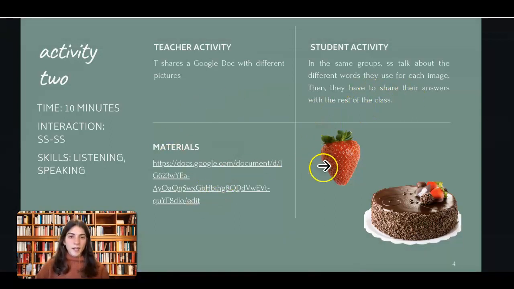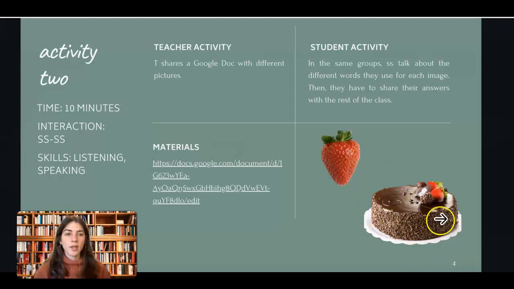So the Google Doc basically has pictures like this and a heading that says, ¿Cómo llamas a estas cosas? How do you call these things? For example, in Spanish from Spain, this strawberry is called fresa, but in countries like Argentina or Mexico, it's called frutilla. And fresa, the word that we use in Spain, has a different connotation in Mexico. They use this word as slang to call a person that is posh or snob.